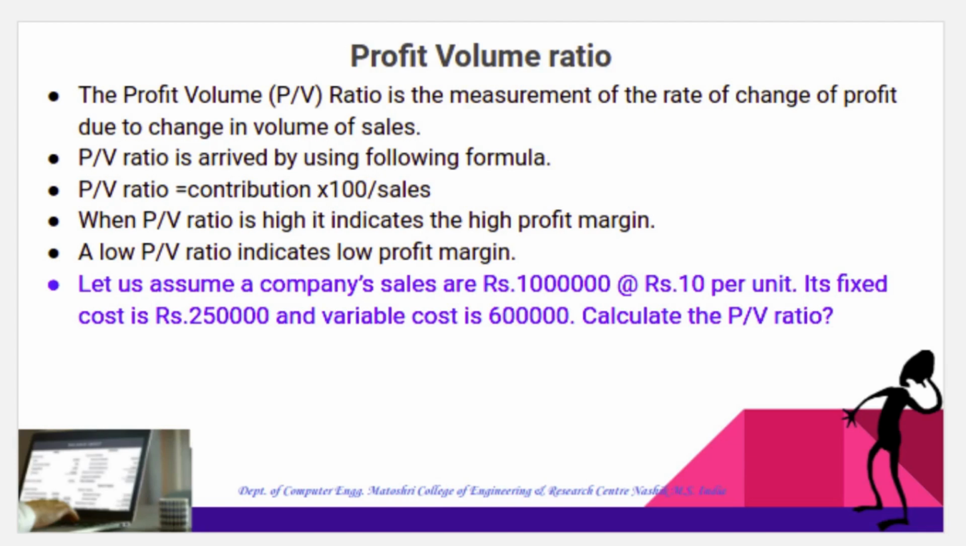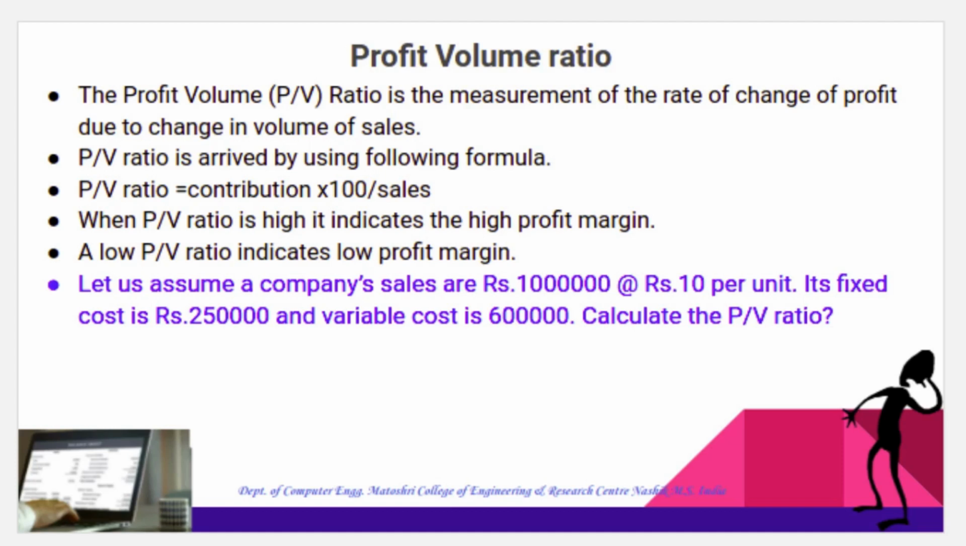Let's take one example to clarify how to calculate the PV ratio. Let us assume the company sales are 10 lakh at the rate of 10 rupees per unit. Its fixed cost is 2,50,000 and variable cost is 6 lakh. We know the formula to calculate the PV ratio: PV ratio is equal to contribution into 100 per sales.